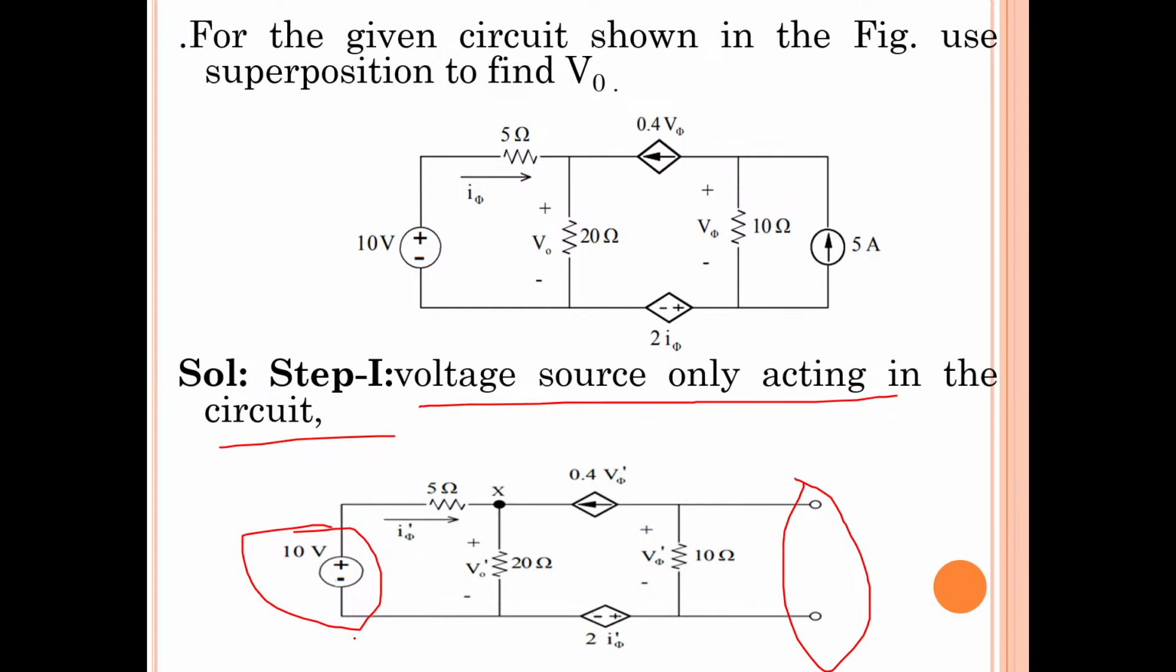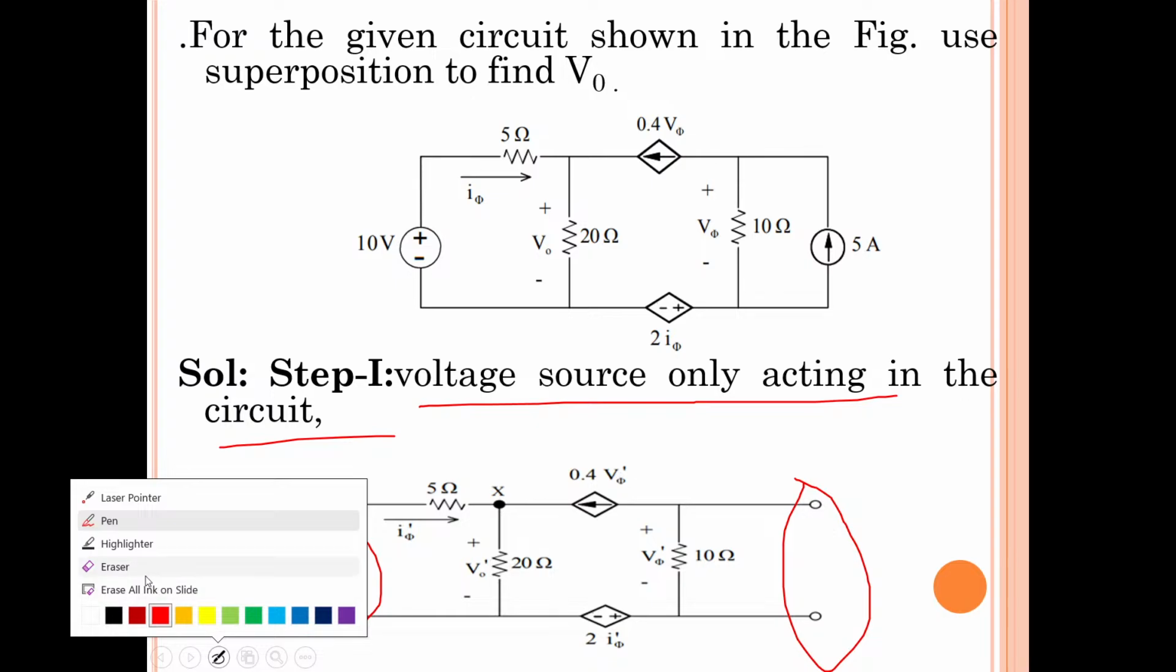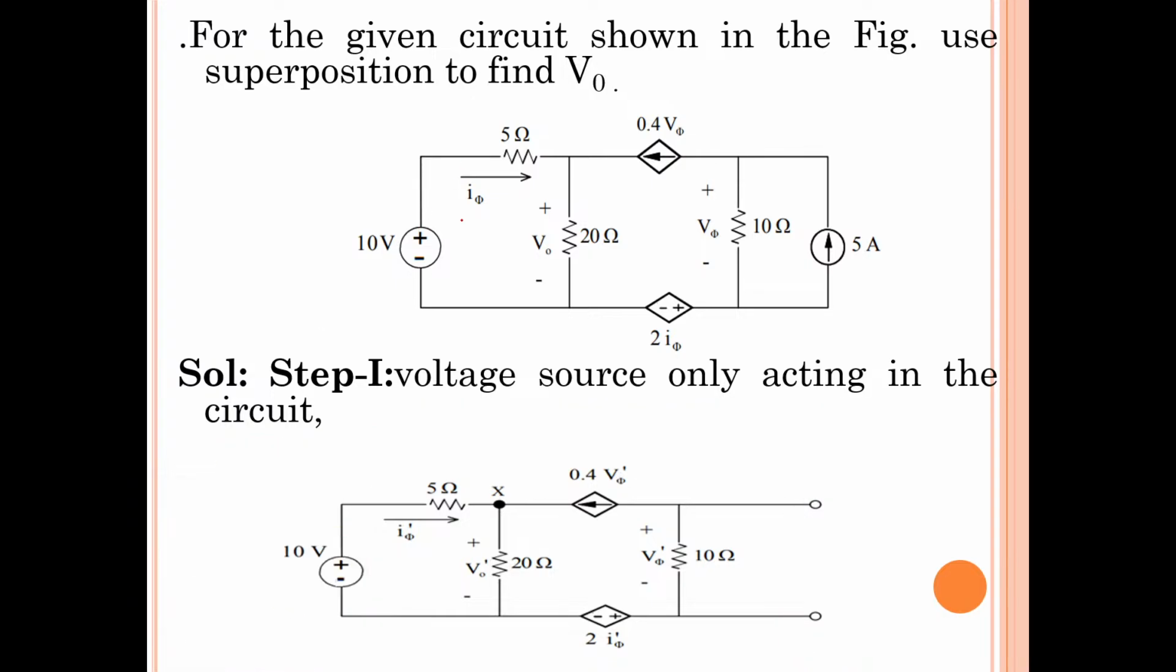This is the circuit now. You can see I have made some modifications here. I5, V0, 0.4 V5, 2 I5 and V5 are mentioned. Instead of writing I5, what did I write? I5 dash, V0 dash, 0.4 V5 dash, and 2 I5 dash. Someone has mentioned in the chat box open circuited. Yes, it is open circuited.